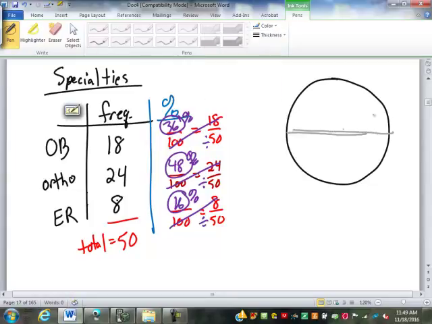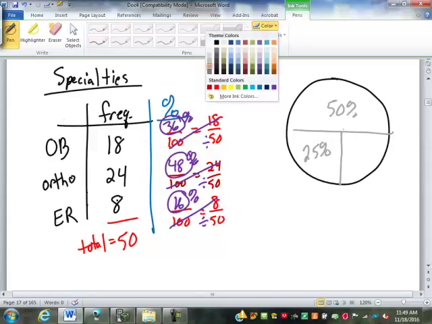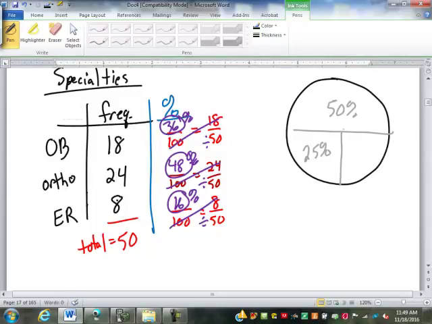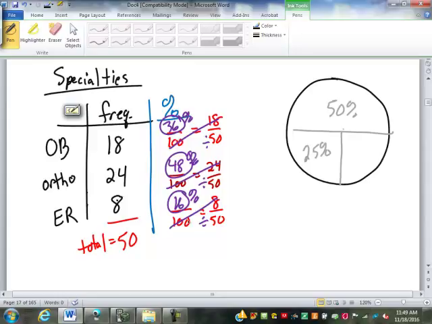If I can get through the center of the circle here. Half of the circle is how much? What percent? 50%. A quarter of the circle is 25%. So we should be able to go off of those benchmarks and get fairly close to all of what we have. So do any of those look close to either 50 or 25%?